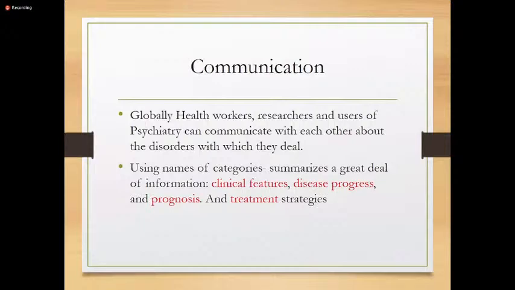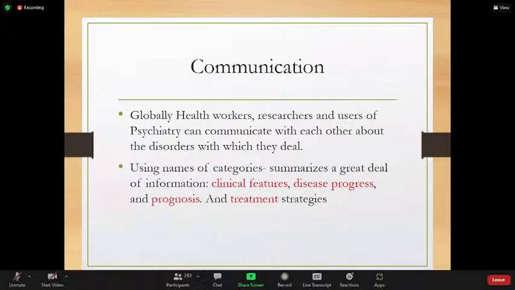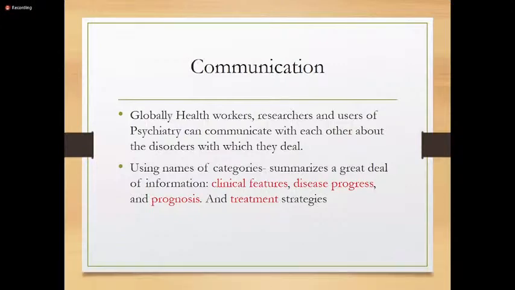Of course, there is a lot of agreement between the two main systems of classification, the ICD-10, which we will look at today. It is not like they are divergent, so that if you go to the UK and they say schizophrenia, they mean anxiety. No, there is a lot of agreement in the classification globally. So when we use the name of categories, we summarize the clinical features, disease progress, prognosis, and treatment in a few words.